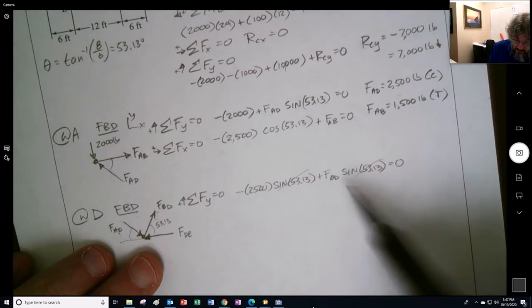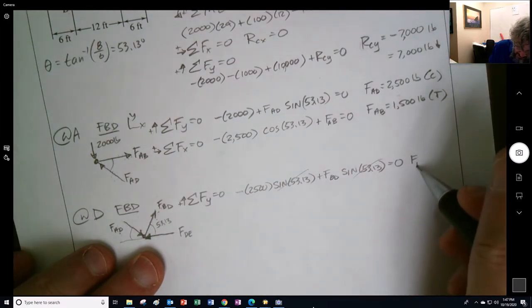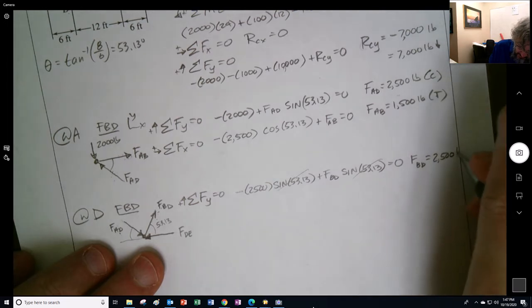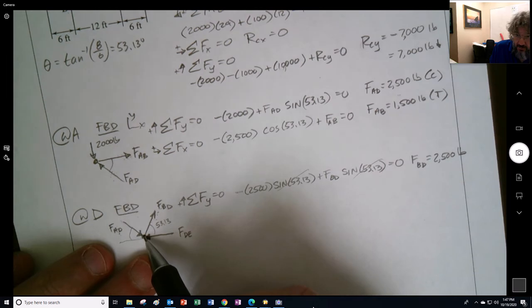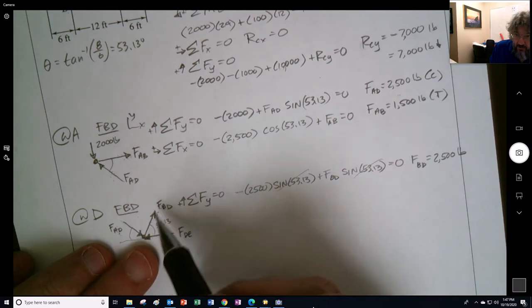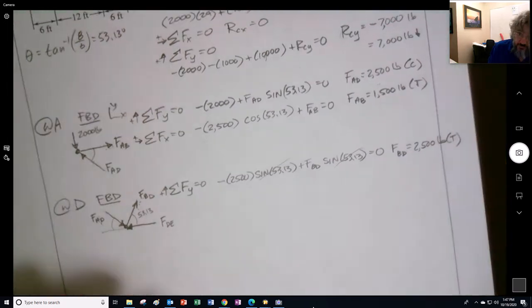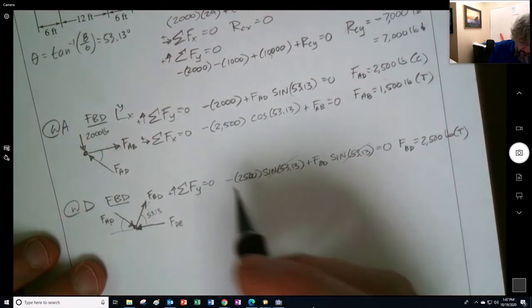FBD is equal to the 2,500 pounds, but this one's in tension, right? Because it's pulling on the pin. The member is pulling on the pin, so the member is also being pulled upon. So they're in tension. And I didn't do a good job with my margins there, did I?